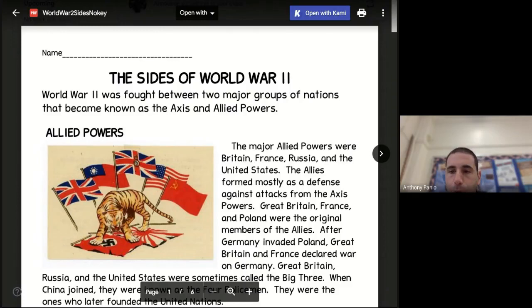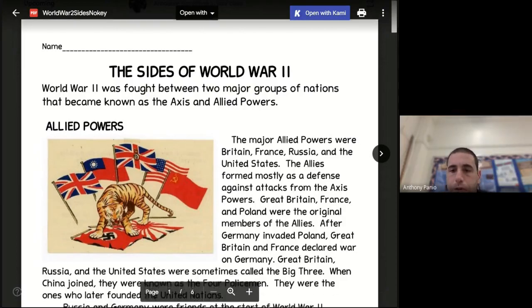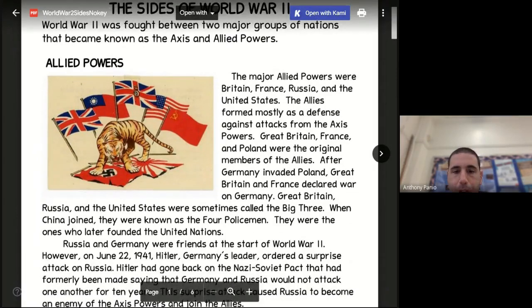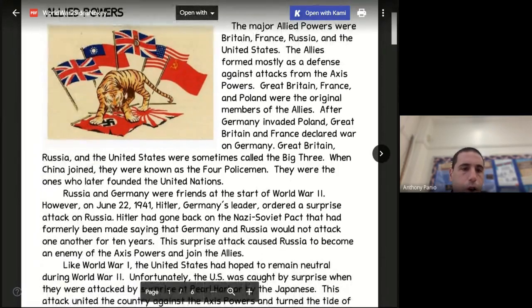The Allies formed mostly as a defense against attacks from the Axis powers. Britain, France, and Poland were the original members of the Allied powers. After Germany invaded Poland, Great Britain and France declared war on Germany, which we'll learn about. Britain, Russia, and the United States were sometimes called the Big Three. When China joined, they were known as the Four Policemen. They were the ones who later founded something called the United Nations, which we'll learn about at the end of World War II.